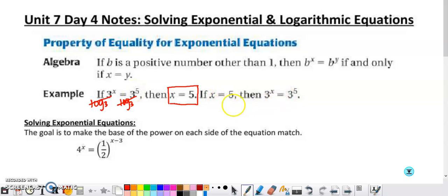The reverse scenario also holds true. So if you start with x equals 5, you can essentially make these number 3s any base number you want as long as they match for the equation to hold true.